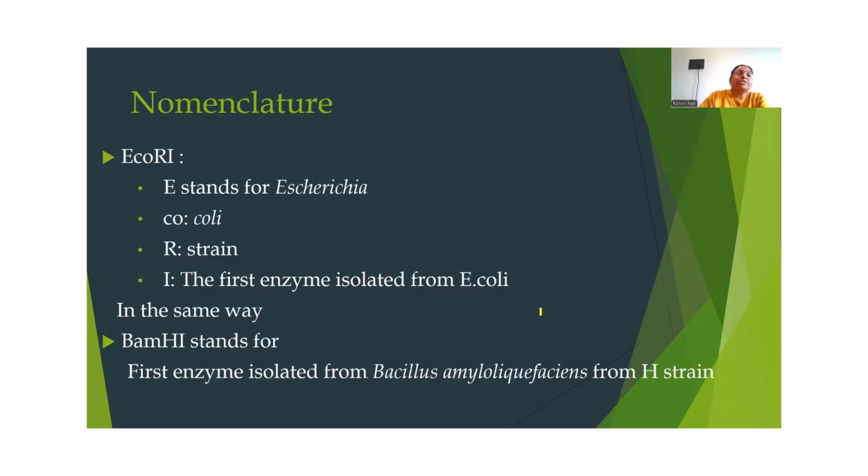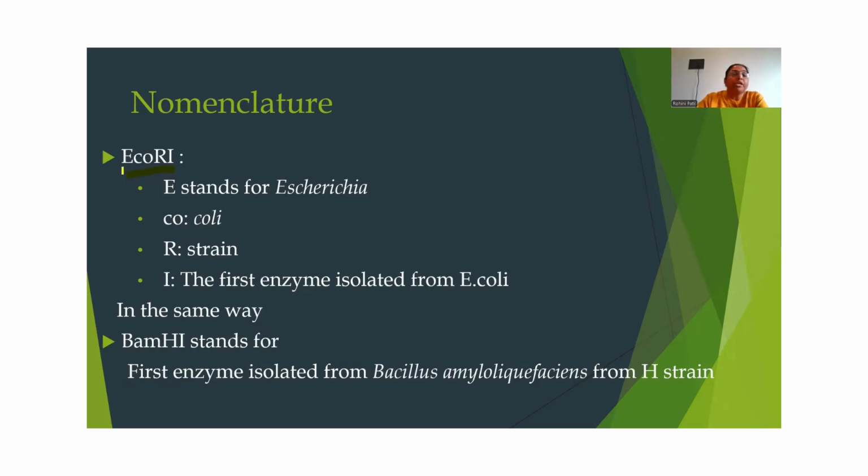Now going towards the next topic, nomenclature, how the enzymes are named. Take the example EcoR1. From this EcoR1, E stands for Escherichia, which is the genus. CO stands for coli, which is the species, R is the strain, and 1 is the first enzyme isolated from the E.